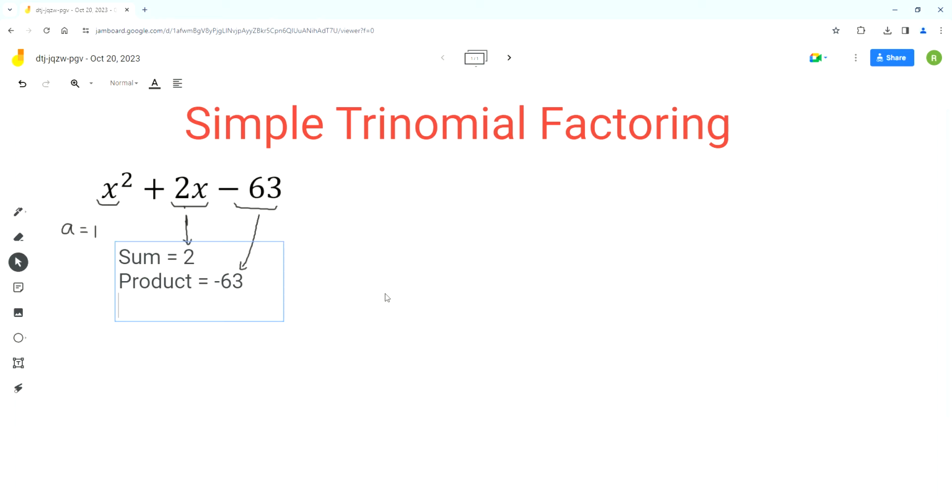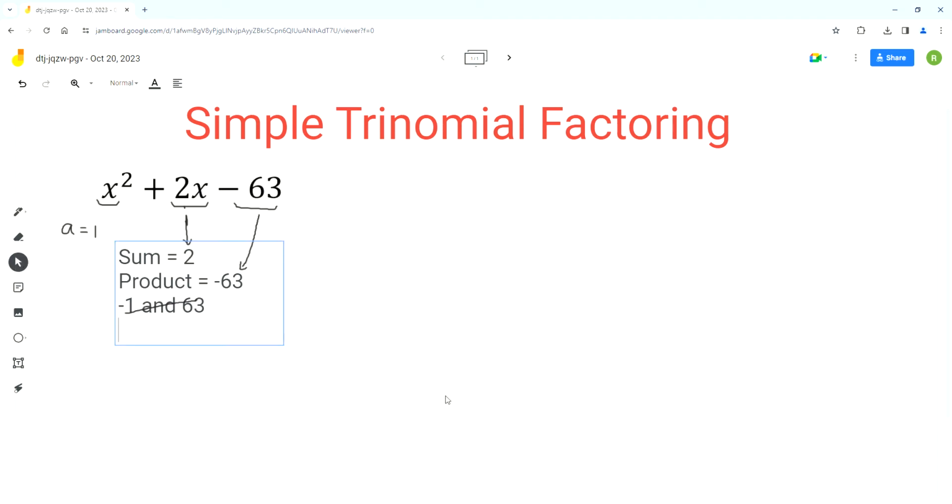So the first pair of numbers that comes to my mind is negative 1 and 63. Now we cannot get a sum of 2 from negative 1 and 63. So that means this pair won't work for us. So we have to think of another pair of numbers.